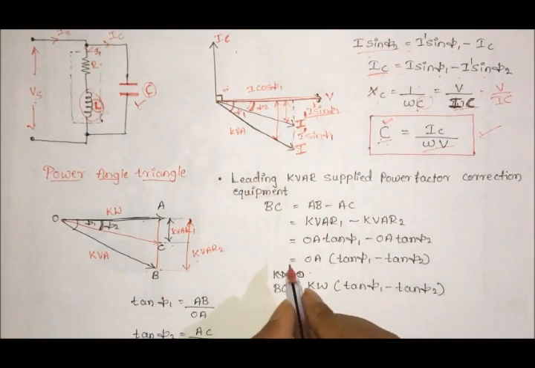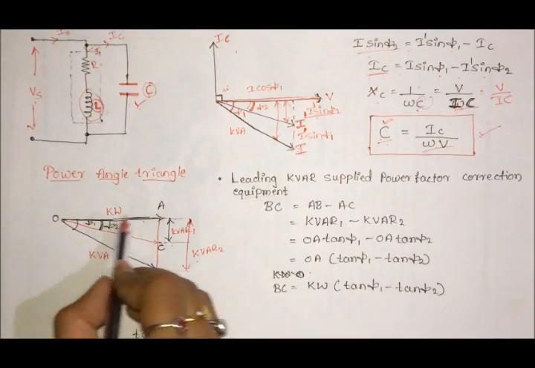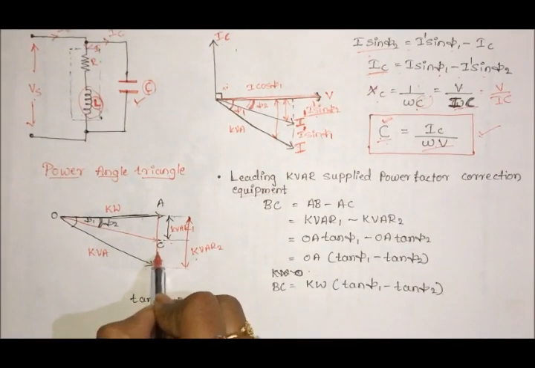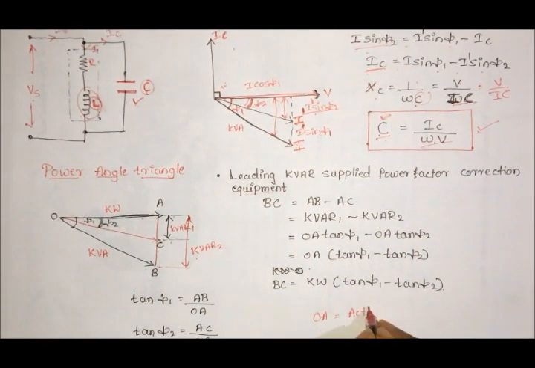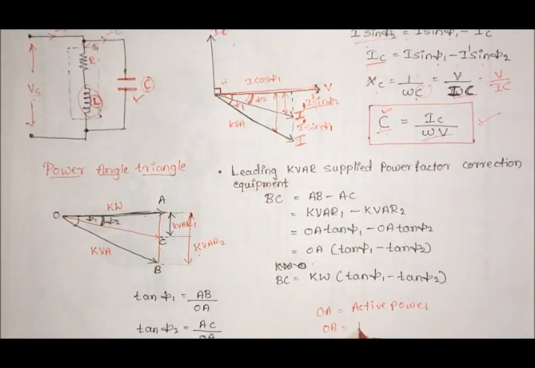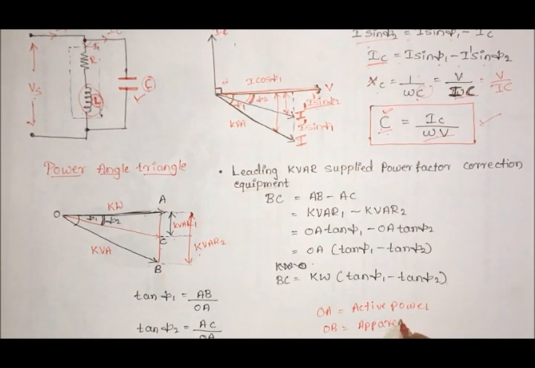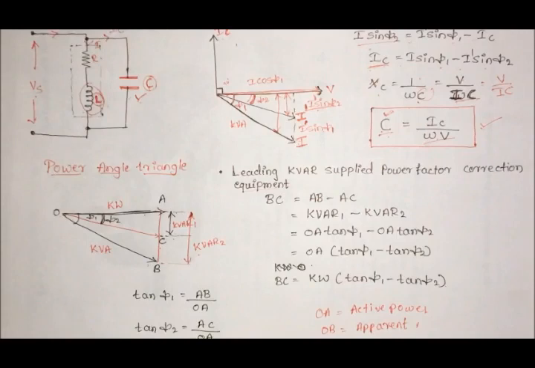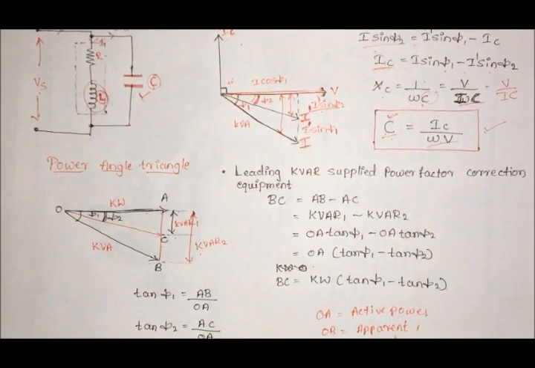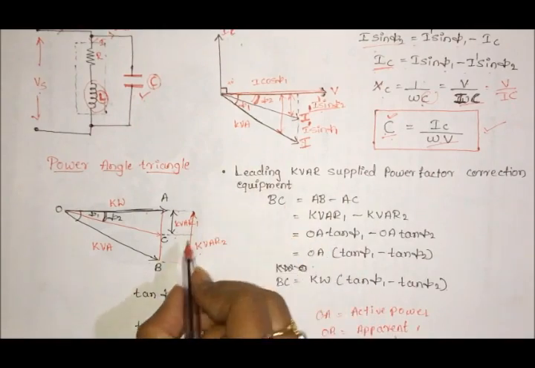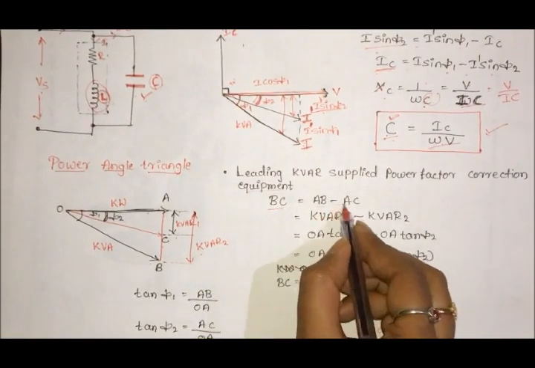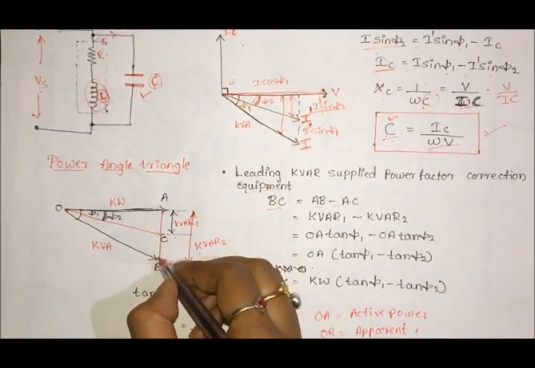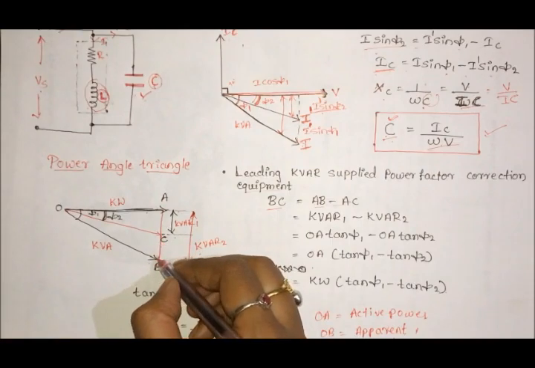Now we need to calculate the reactive power. I have named the triangle OABC. OA is the active power, OB is the apparent power, and AB is the reactive power. I need to calculate the reactive power here. So BC is equal to AB minus AC. This is my BC, so this much amount of reactive power we have resolved.